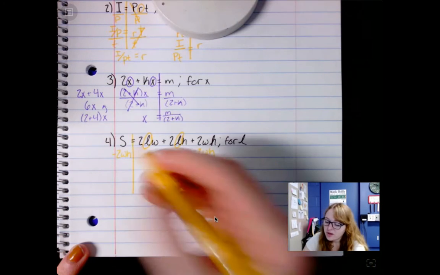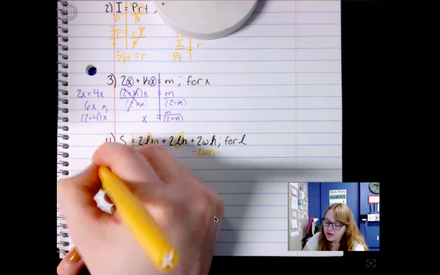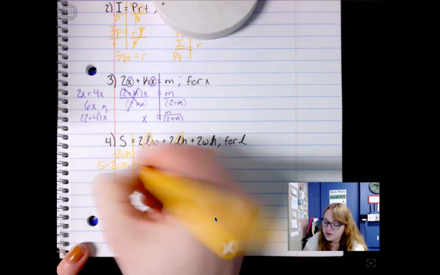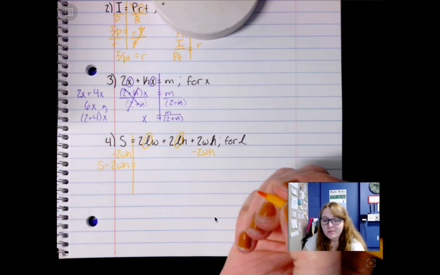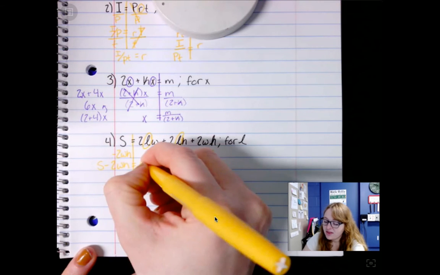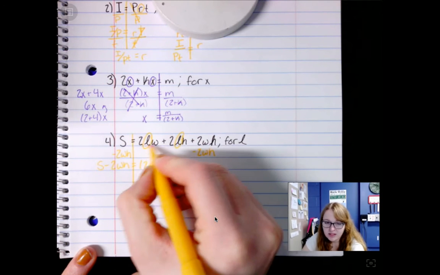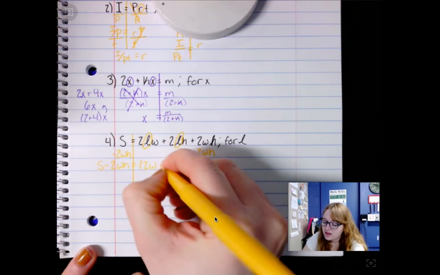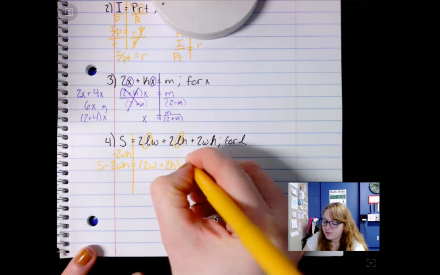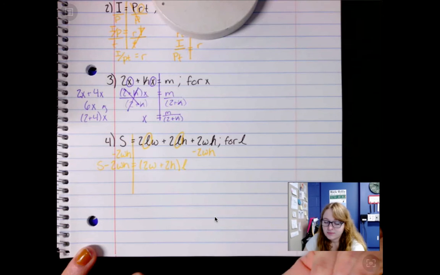S and 2WH are not like terms, so they are just going to go next to each other. S minus 2 times W times H. And now we can pull out our coefficients here. So we are going to have parentheses 2W, which is the piece without the L, plus 2H, which is again the piece without the L. And those are both multiplied by the L.